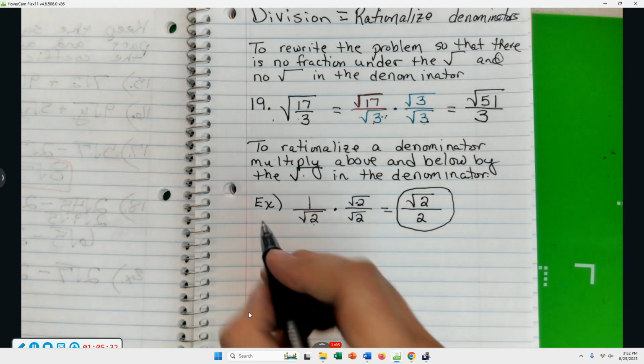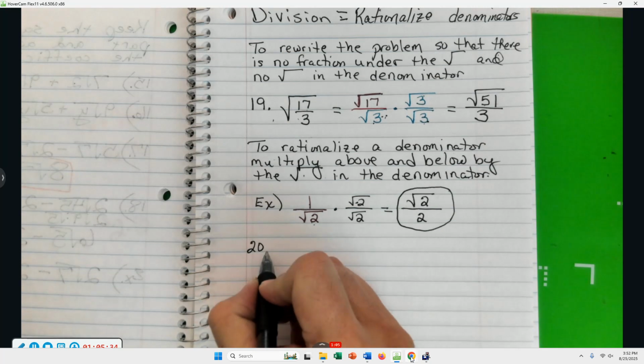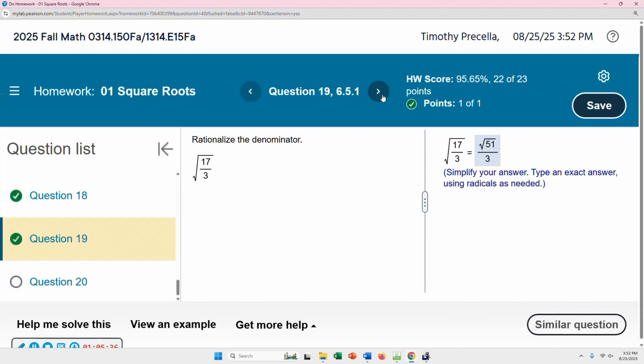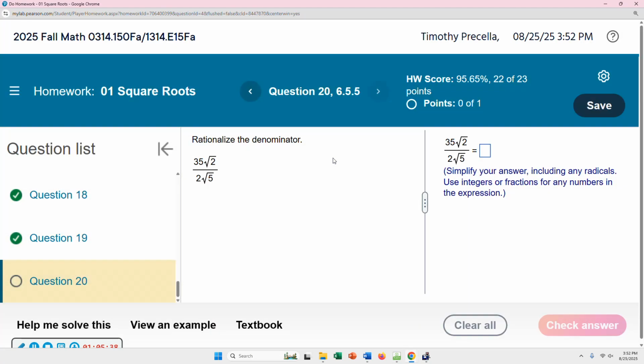But let's do number 20. It's harder than that example that we just did. But this is the last problem today, so it better be the hardest. Isn't that right? The last problem is always the hardest, right? 35 square root of 2, all over 2 square root of 5. And today it might be, but that's not always the case.